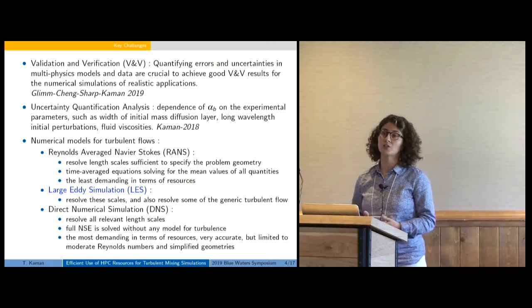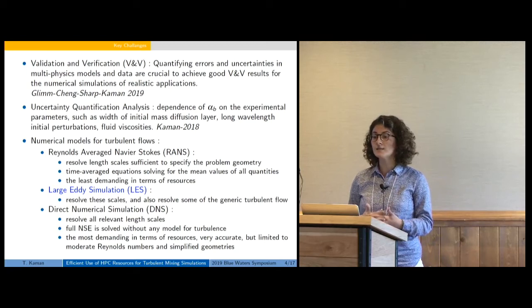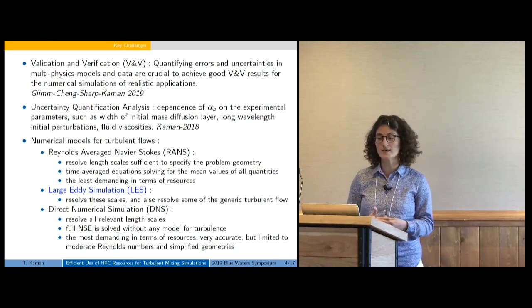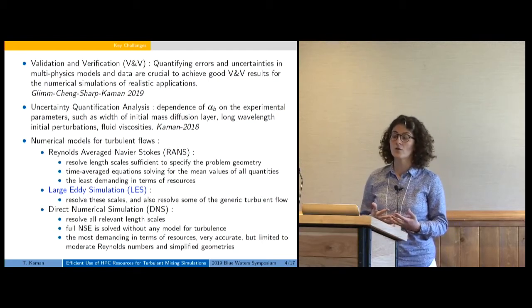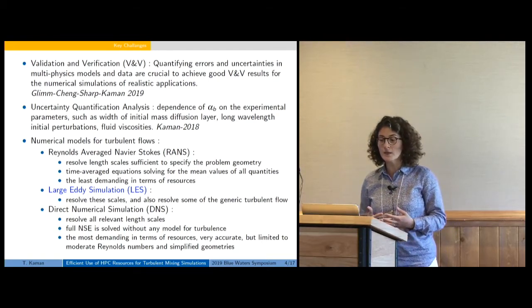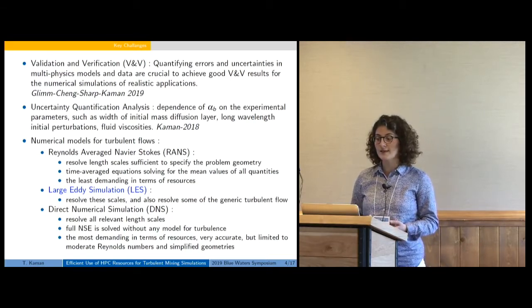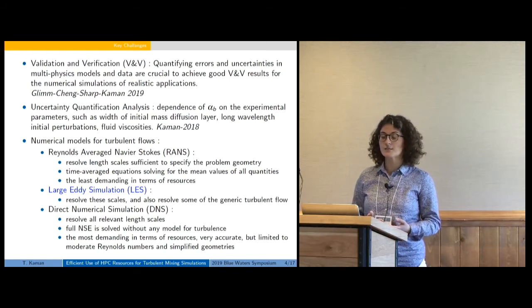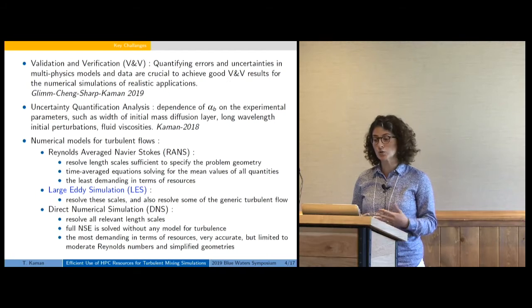So what are the key challenges? The key challenges are quantifying errors and uncertainties in multiphysics models and as well as data. They are extremely crucial to achieve good results and for validation and verification purposes. And so what are the dependencies of this alpha bubble on the experimental parameters, such as the width of the initial mass diffusion layer, the initial perturbation, short and long wavelength, and fluid viscosities.